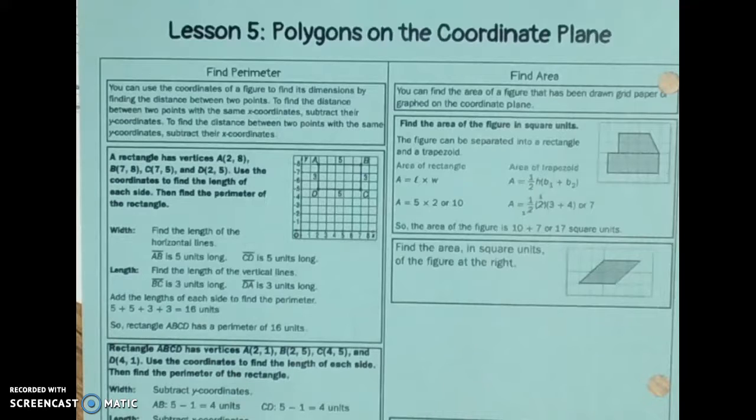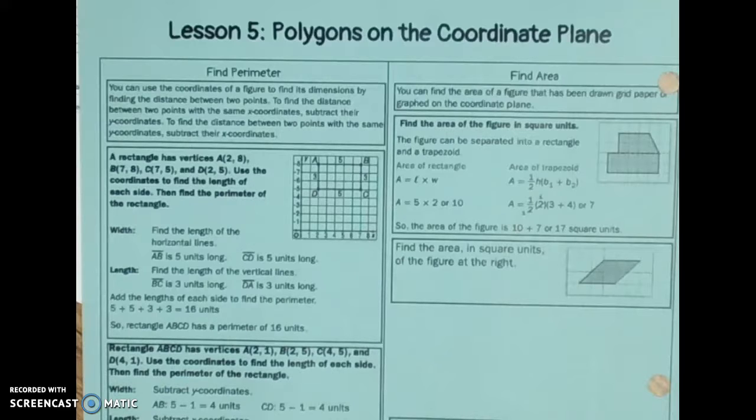Okay, in this lesson we're going to be looking at polygons on a coordinate plane. So we're going to take some ordered pairs and put them on a coordinate plane. So let's take a look at the example and what it's telling us to do.